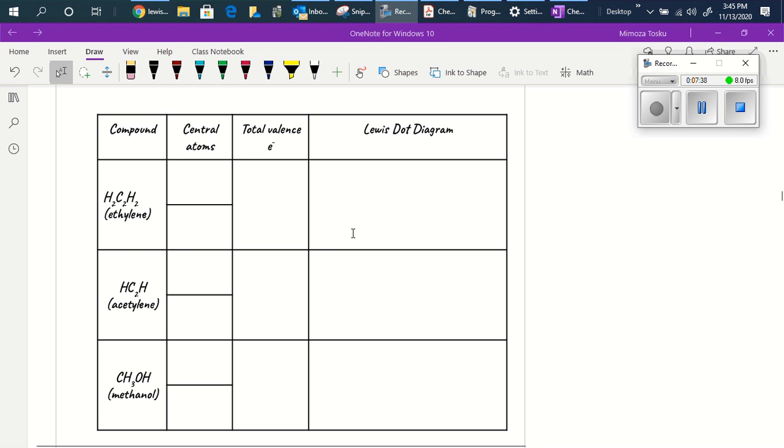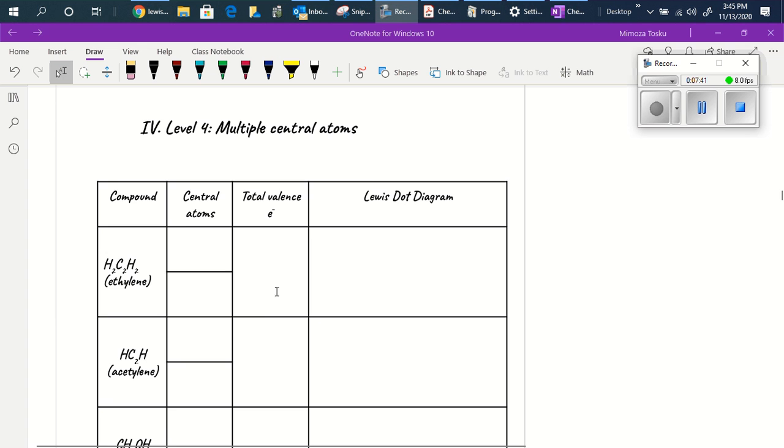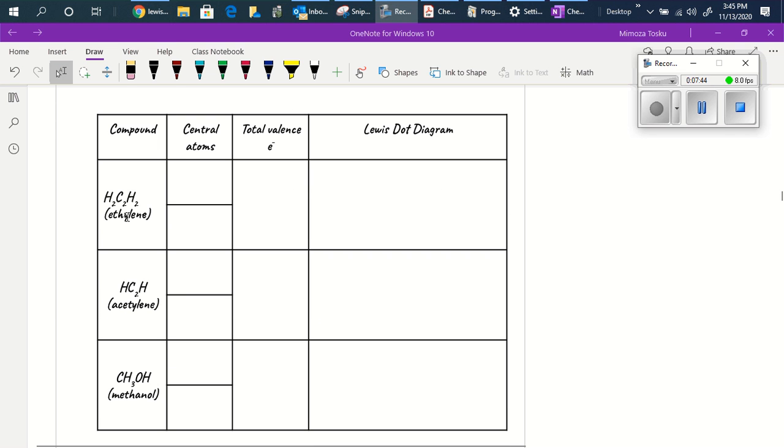Okay, so we'll see now the case when we have multiple central atoms, and in this case, the very first one is when we have H2C2H2, or C2H4, which is known with a different name as ethylene. Now, as you see here, we have 2 carbons, and what is happening is that we have 2 central atoms because they have the same bonding capacity.